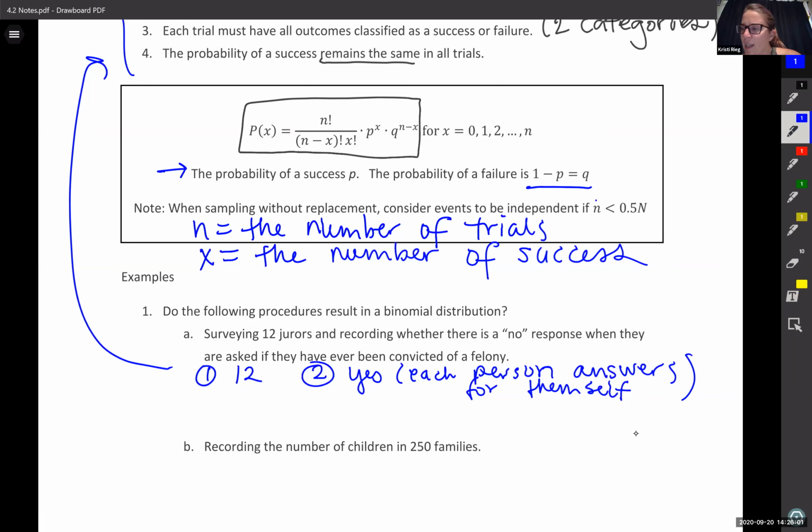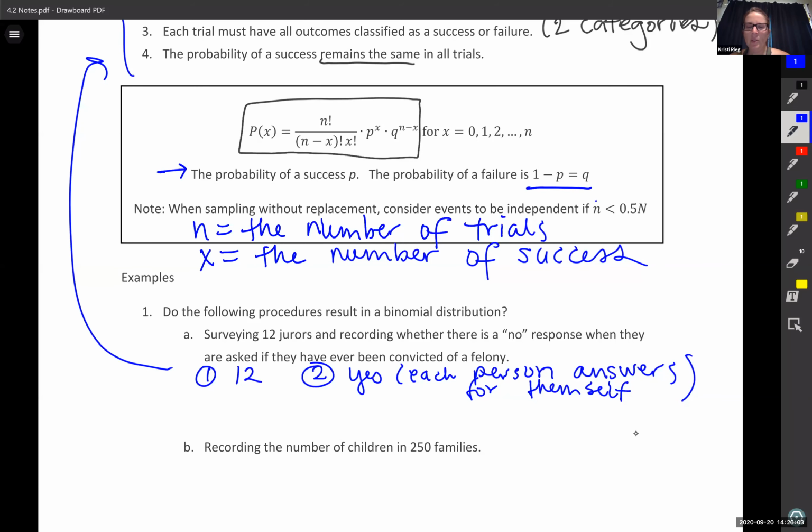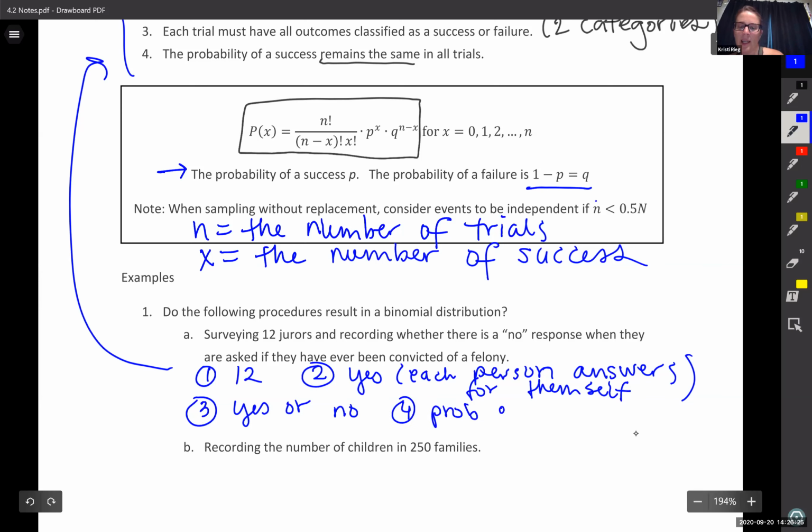Number three says success or failure. We're asking them a question. The answer is either yes or no. So going good so far. It has a fixed number of trials. Each thing is independent. There's two possible answers. And finally, is the probability equally likely? Yes.